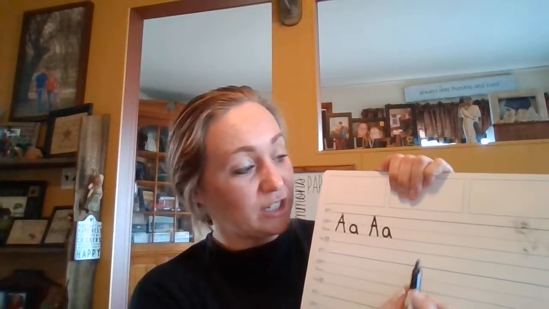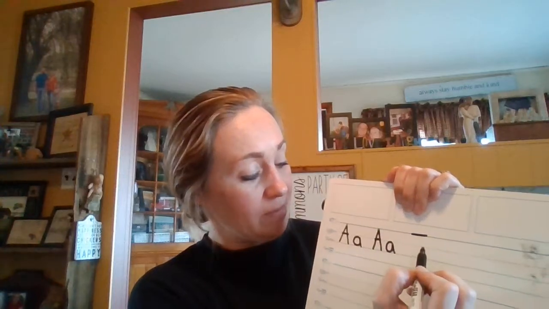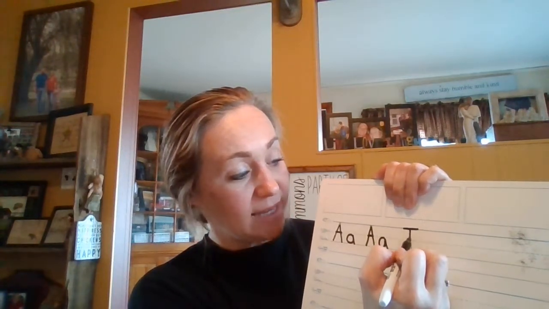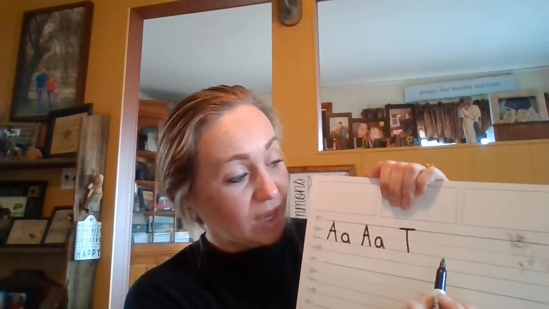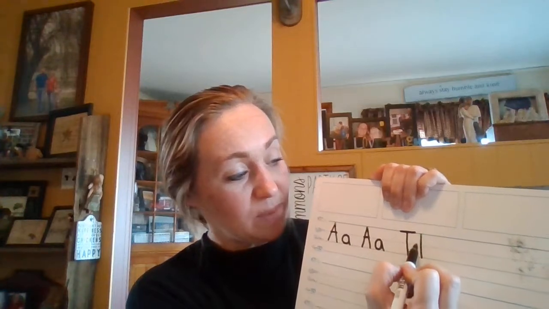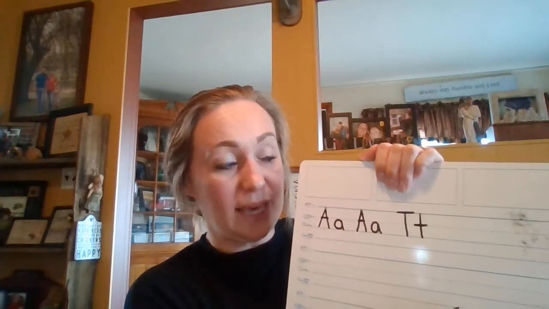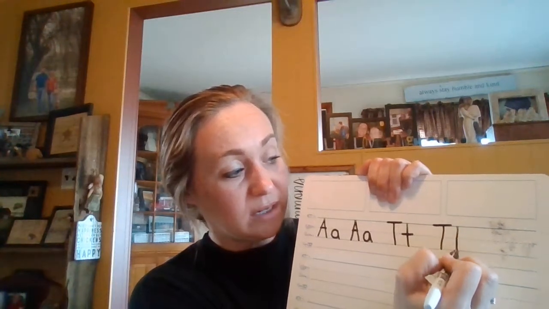Then I'm going to do letter T. So I'm going to do a line across at the sky and then a line from the sky down to the grass. T, top, t. Lowercase t goes from the skyline to the grass, but then its little line crosses at the plane. And we can say T, top, t.